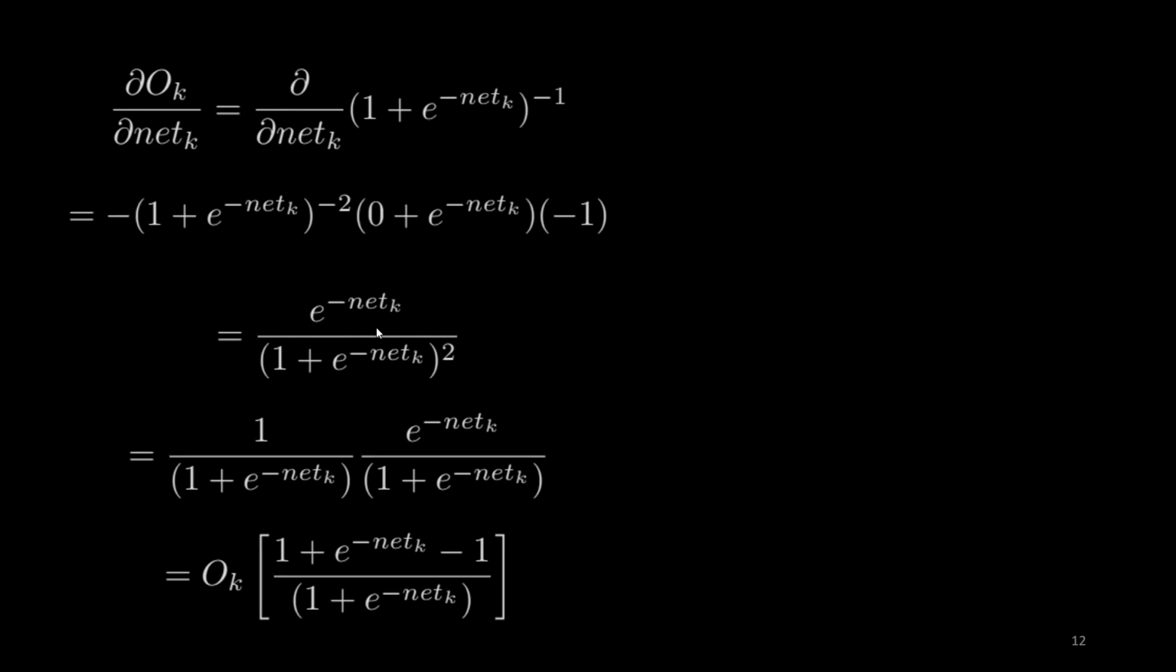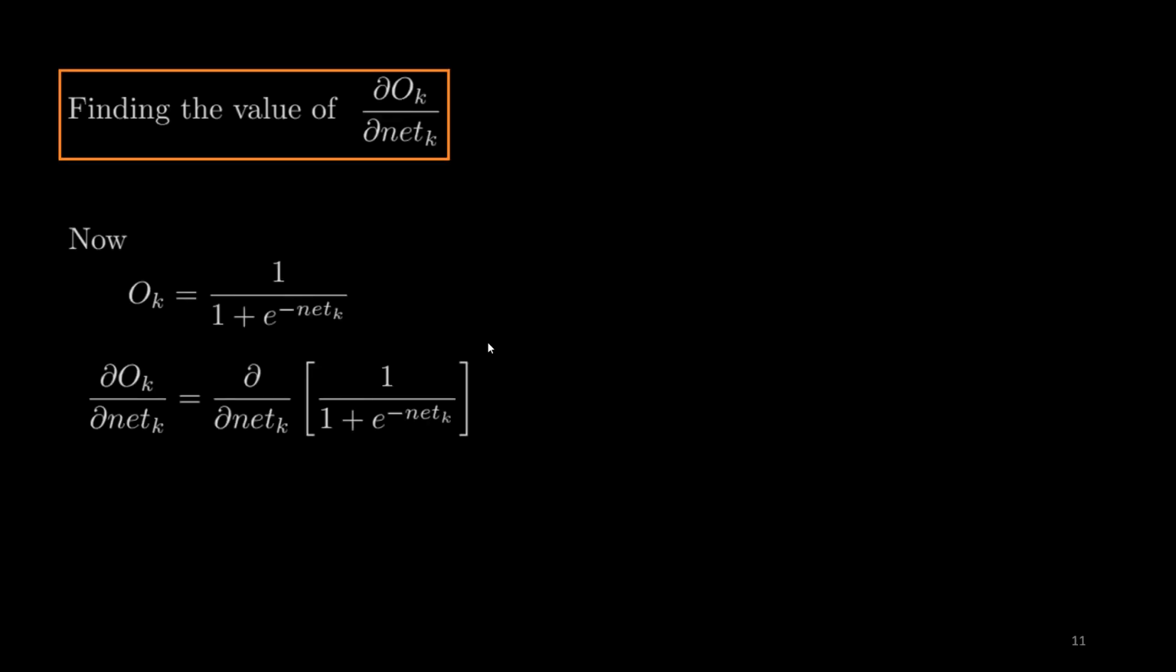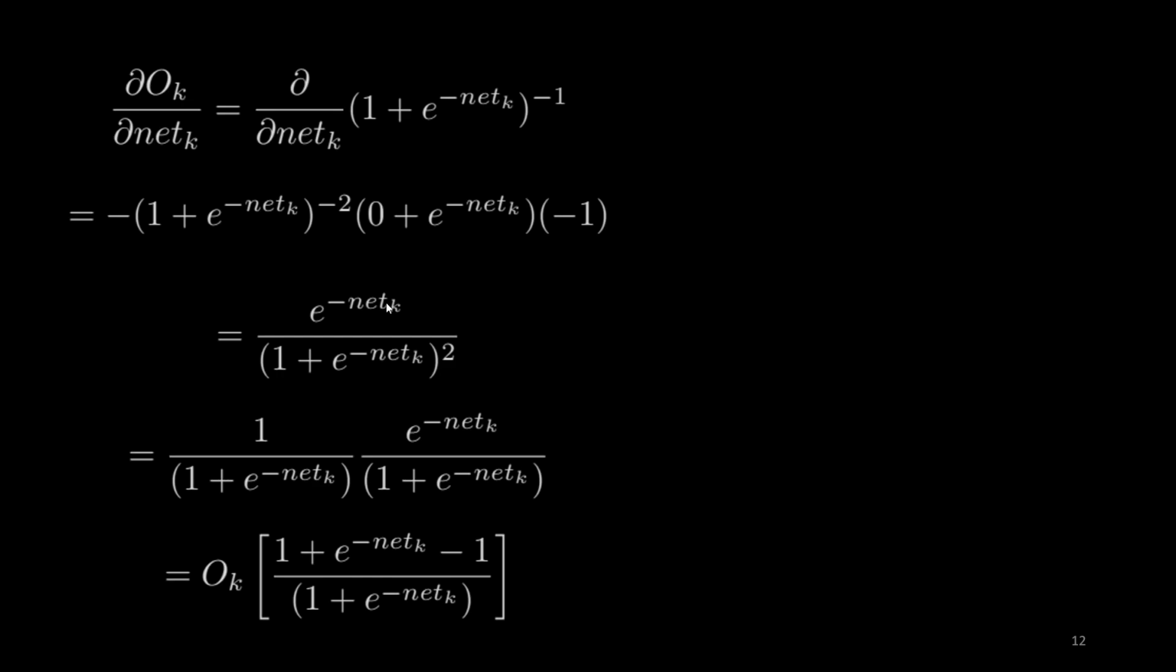Now we can see that we have a square here. Since we have a square here, we can split it into two terms. So this is the first term and this is the second term. And here we add 1, because we know that if we multiply something by 1, it will not change its value. Now, what is this? If we see, this is 1 over 1 plus e raised to the power minus net k. This term is the sigmoid. If we go back, we can see this term is the sigmoid.